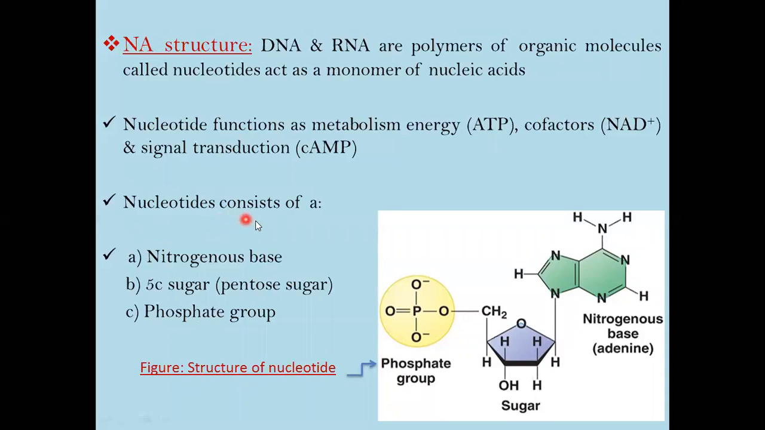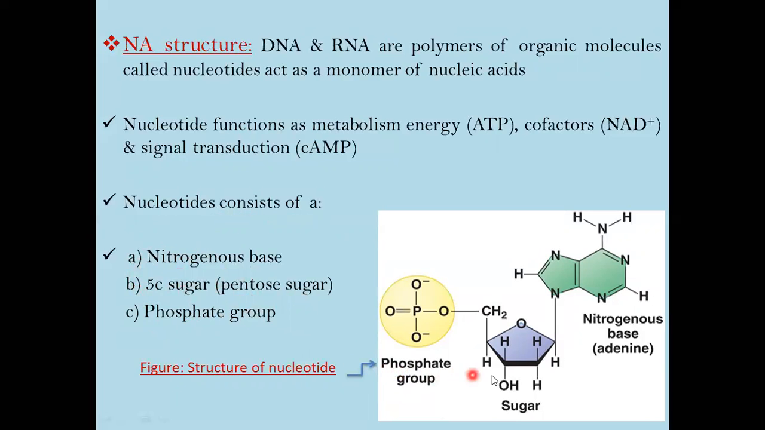Typically, a nucleotide consists of three parts. First one is a nitrogenous base. Next is a 5-carbon sugar, which is known as pentose sugar. And the third one is a phosphate group. So these three entities are subunits combined to make a specific nucleotide. So these are the basic components of nucleotides.